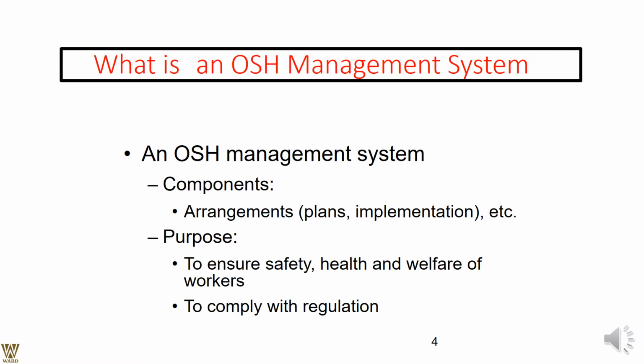So the occupational safety and health management system, what exactly is it all about? It is all about plans and implementation, or should I say the steps that come around it. We need to plan those steps time and again. The purpose is to ensure the safety, health, and welfare of the workers, and to comply with the regulations mentioned by the government as far as occupational safety and health is concerned. So we need to comply with the legalities of the land.